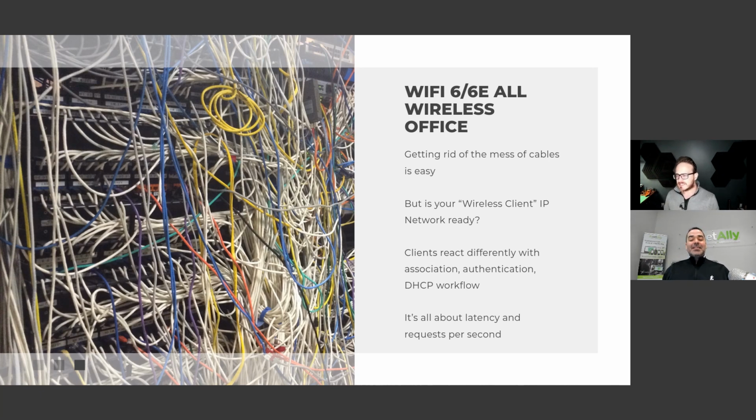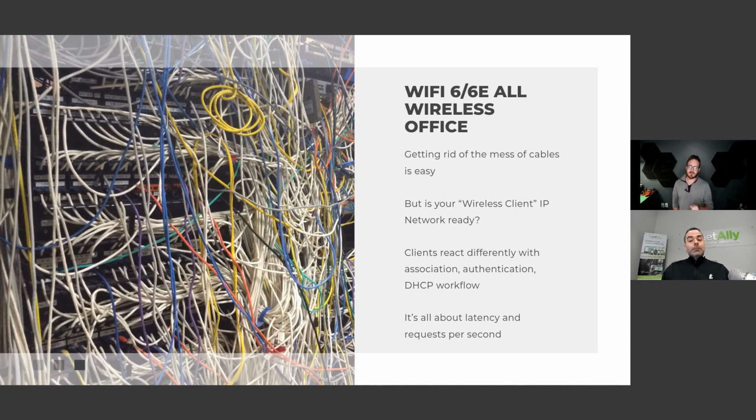So this Wi-Fi 6, 6E all-wireless office, we're getting rid of that mess of cables. It's really easy. You just start unplugging and you pull switches. But when you look at how you deployed your network previously, is that wireless client IP network ready? Was that network that you had defined as a /24, is that actually going to be able to scale and support now all these devices? Because the clients react completely differently. There's a different authentication. There's a different association, DHCP workflow. It's all about latency and requests per second now.